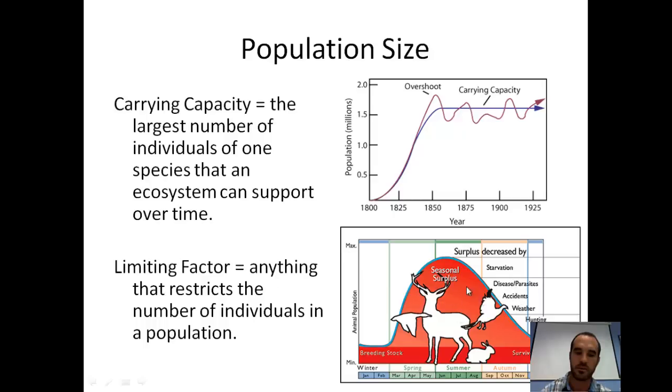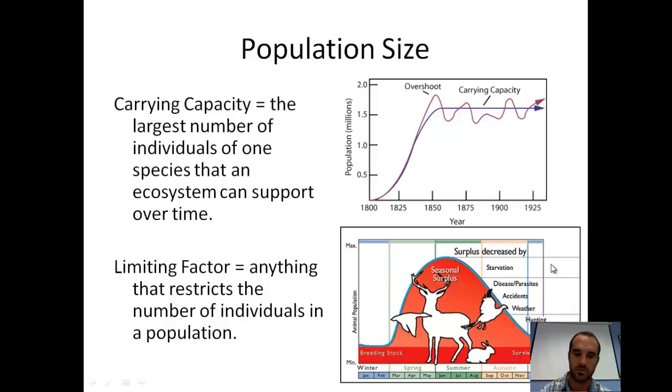Okay, so if there are few limiting factors, birth rates are going to increase and death rates are going to go down, and this is going to cause your population to increase rapidly.